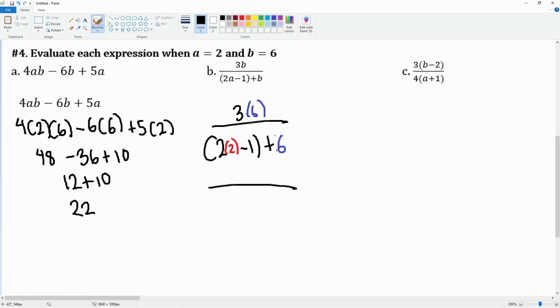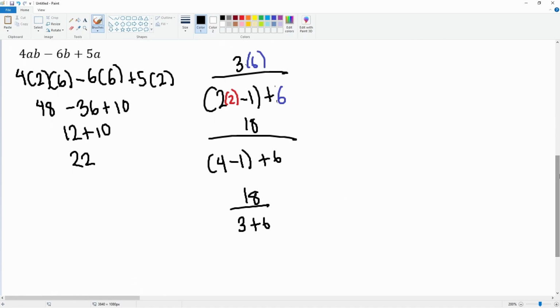3 times 6, that gets you the number 18. Inside this parentheses, we have 2 times 2, which is 4. We minus 1 plus 6. The 4 minus 1 on the inside, that is a 3. Bring down the plus 6. So here we have 18 divided by 3 plus 6, which is a 9.